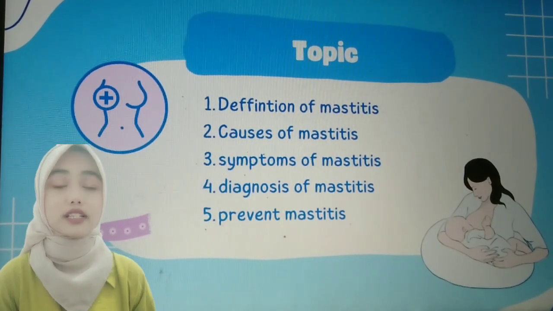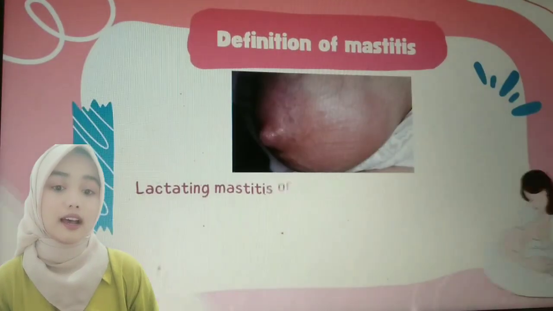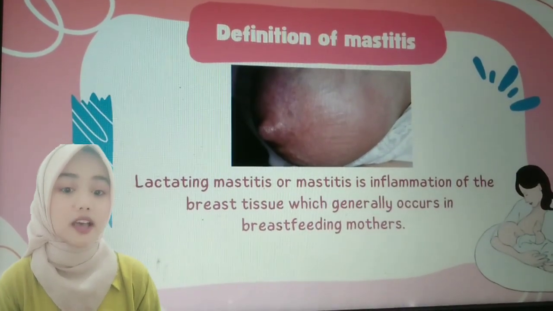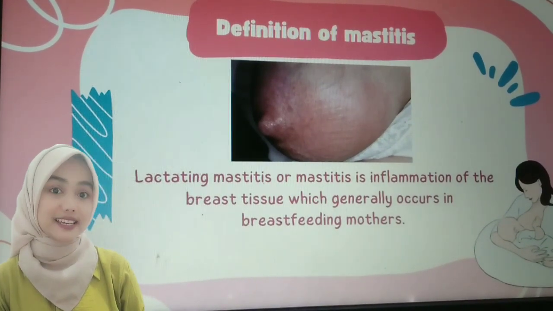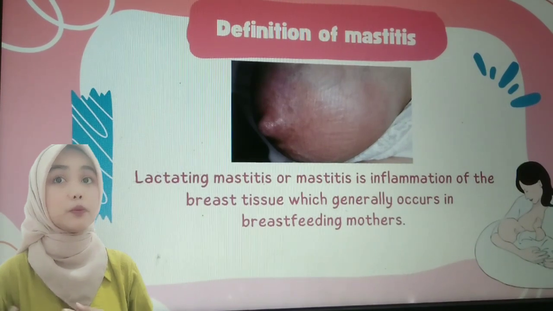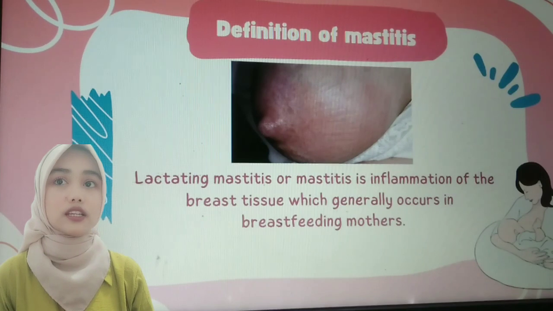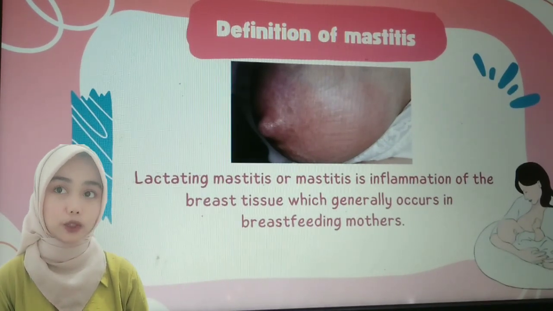Okay, the first is the definition of mastitis. Lactating mastitis, or mastitis, is inflammation of the breast tissue which generally occurs in breastfeeding mothers. Mastitis usually occurs in one breast, but it is possible to occur in both. This condition most often attacks mothers in the first 6 to 12 weeks postpartum.